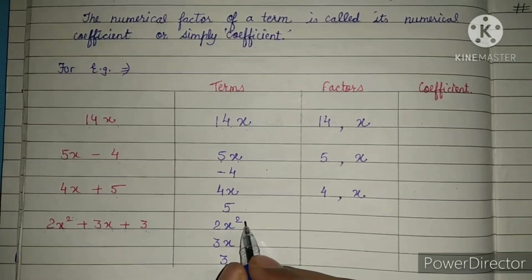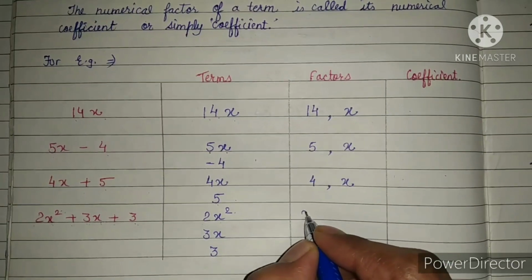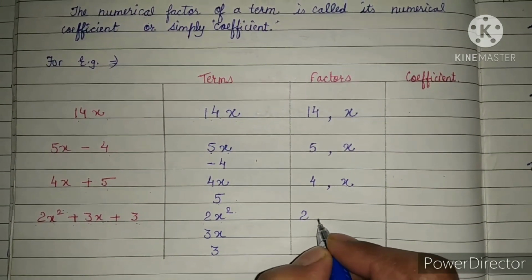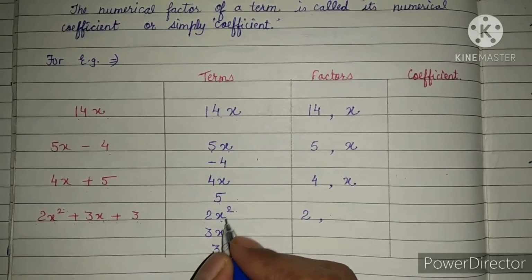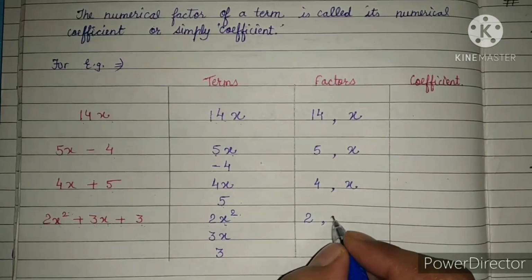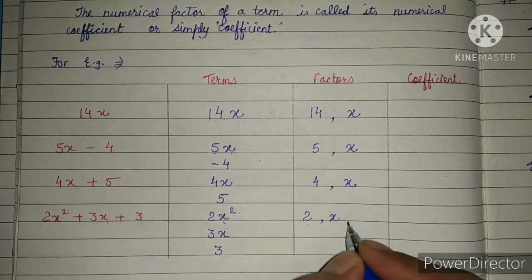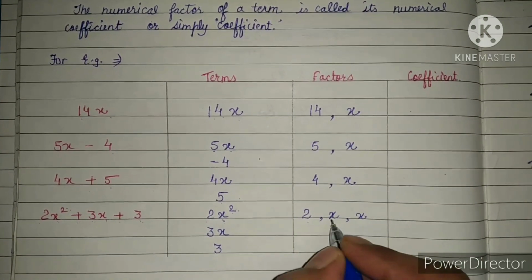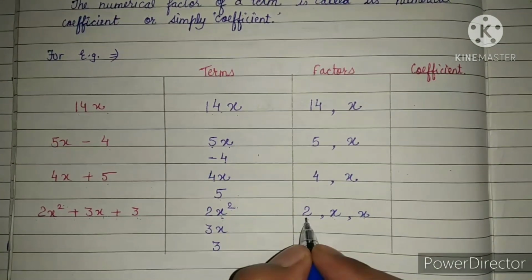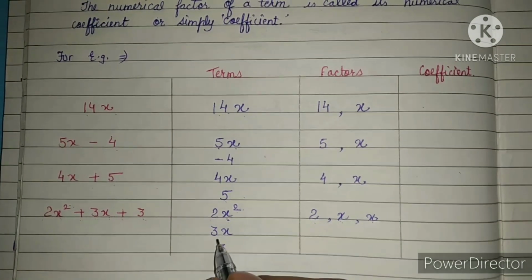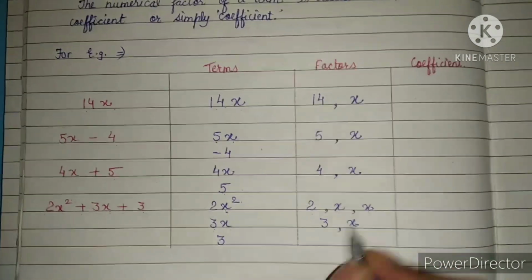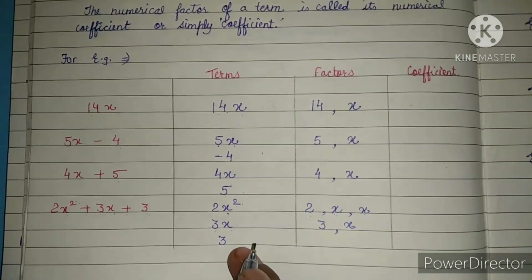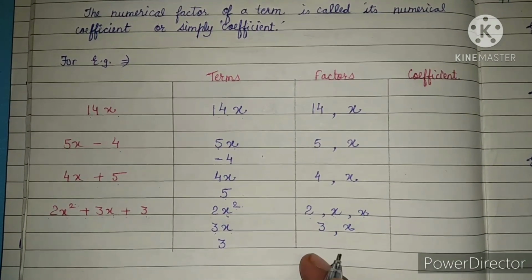Now 2x square. It can be written in the form of 2x square. It means x is coming how many times? x is coming 2 times. So its factors are 2 into x into x. So x becomes x square and 2 as it is. Here 3x, so 3 and x. 3 is only 3 multiplying by 1, so we are not writing it.